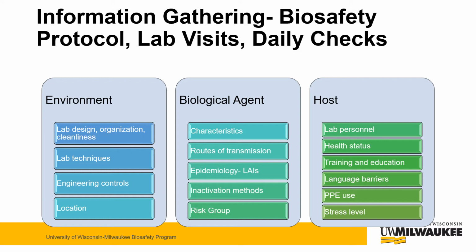The second part, biological agents, of course, is assessing the agents that you plan on working with. You will assess the routine characteristics such as virulence or pathogenicity, concentration that you plan on working with, the routes of transmission of that agent, the infectious dose, its stability in the environment, if there have been laboratory-acquired infections reported for that agent, where it originates from, how you inactivate it after you've completed work with it, and the risk group. The third piece, the host or the lab personnel, should be also assessed.